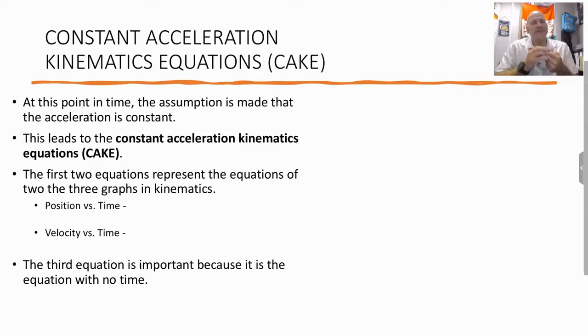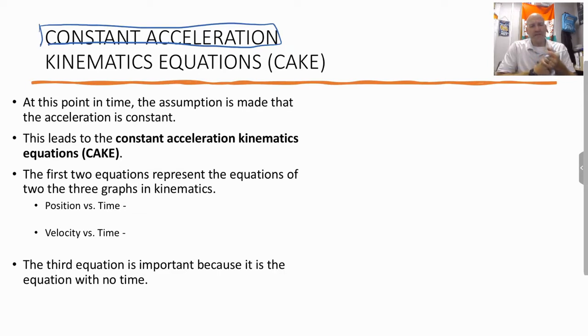It's because we're going to assume that the acceleration is constant. So those constant acceleration kinematics equations, what we call in my classroom CAKE, we make this big assumption that the acceleration is constant. All the way up until this point, a lot of our stuff has been that the acceleration could be non-uniform, it could be constant, and that comes from what the position function is going to give us.